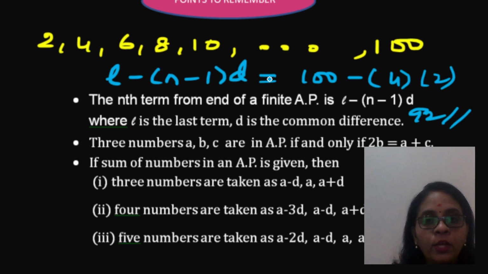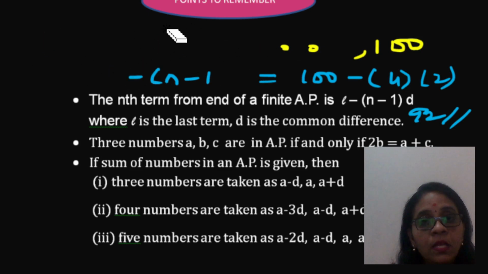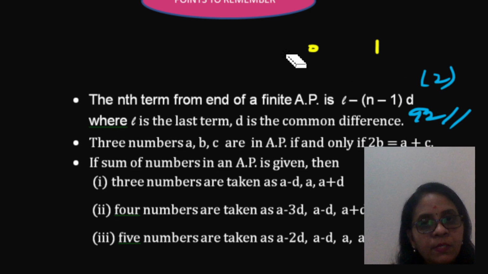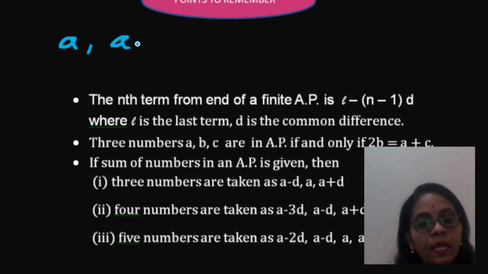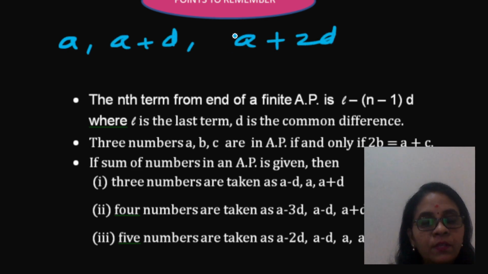Okay. The next point to remember is, if 3 terms are in AP, that is 3 numbers are in AP, then you know that 2b is equal to a plus c. Let me explain how it is as well. Now 3 terms are in AP, so let us consider these 3 terms which are in AP: a, a plus d and a plus 2d.